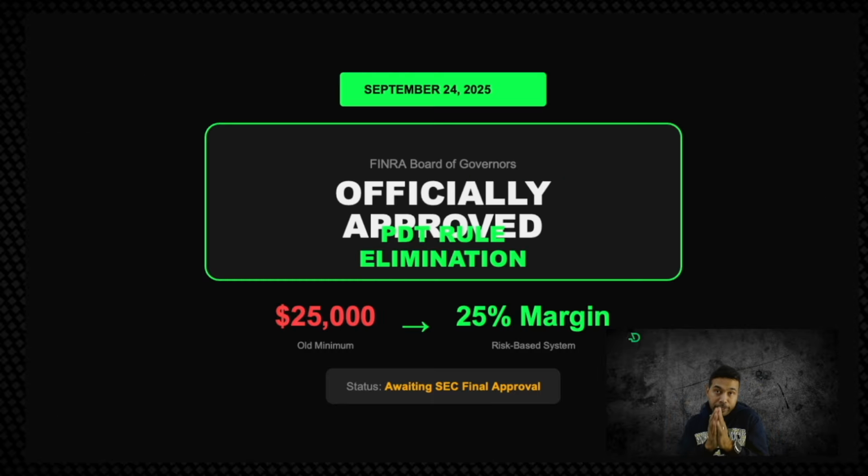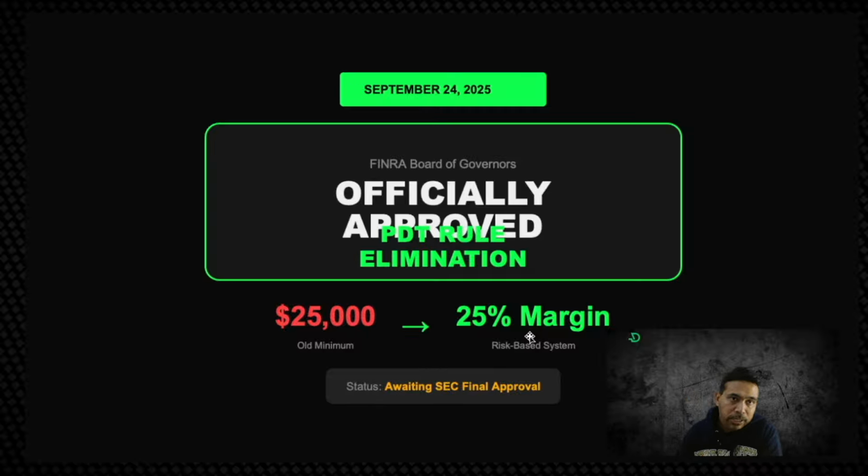Okay, now the news. On September 24th this year, the FINRA board officially announced that they are going to remove this $25,000 PDT rule. It is still waiting on final SEC approval, but overall the board has approved. From $25,000, it's going to be a 25% margin. It's a risk-based system, and I'm going to cover that next.